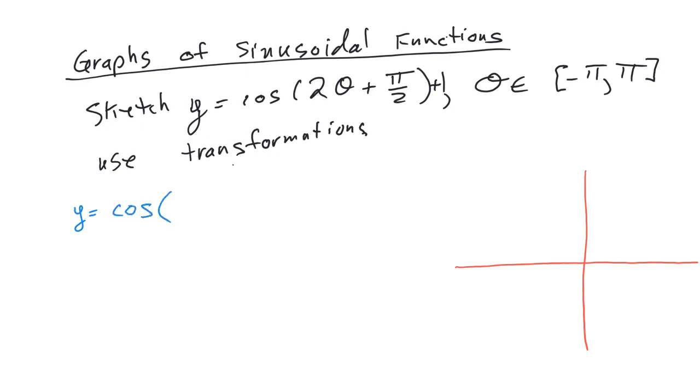So you have cosine of, pull out a 2, so you're left with theta plus pi over 4, plus 1. Now, let's go and draw the basic cosine graph, and we're going from pi to negative pi. So here is negative pi. Here is positive pi.